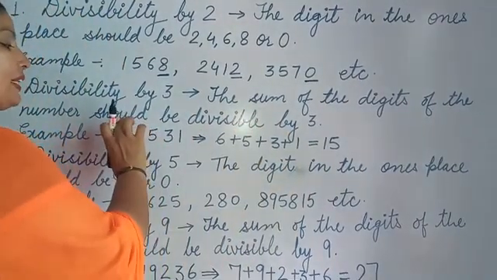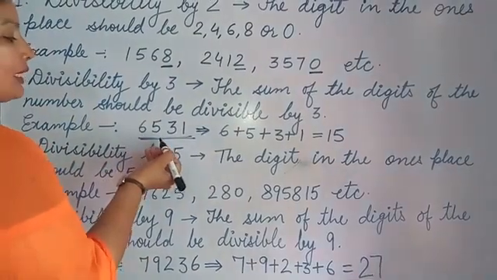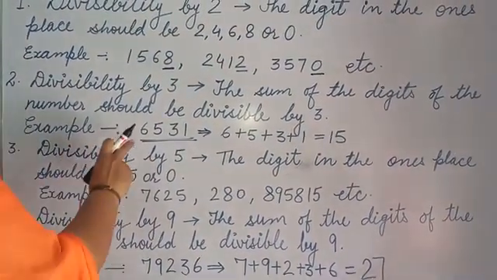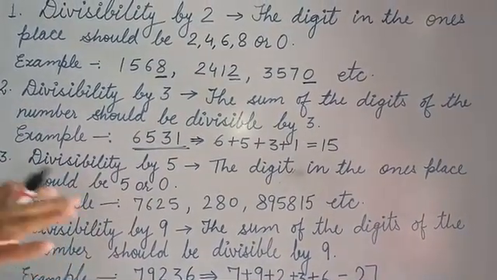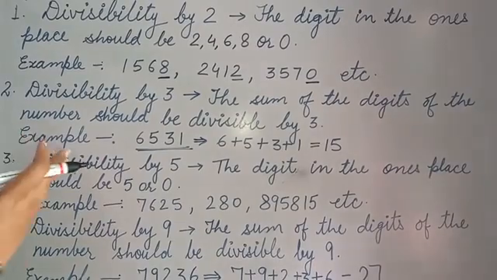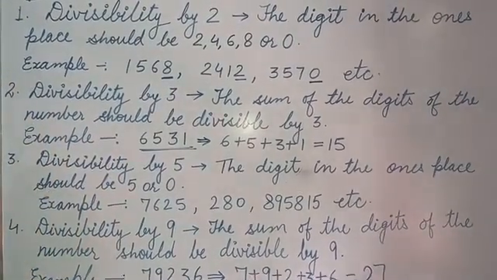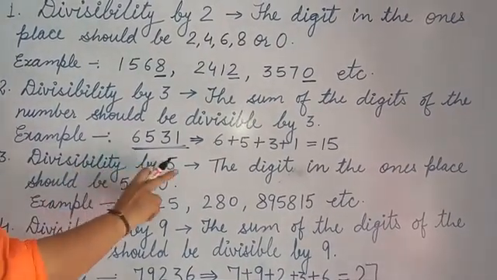So this complete number is also divisible by 3. That means 6531 is divisible by 3, so 3 is a factor of 6531. Here there is no need of actually dividing. Directly we can tell, yes, 3 is a factor of this number. Okay. Next, third, divisibility by 5.